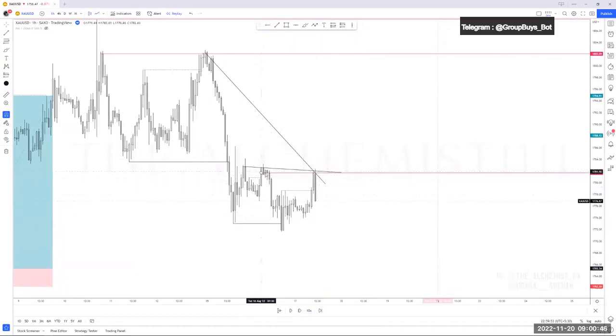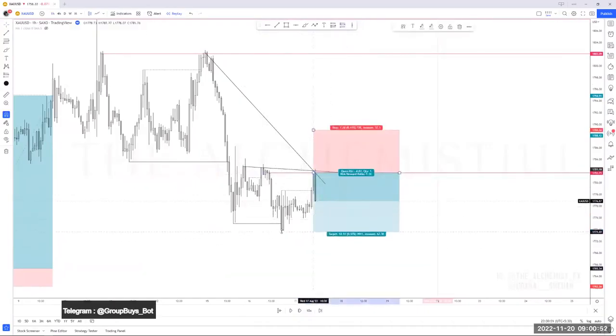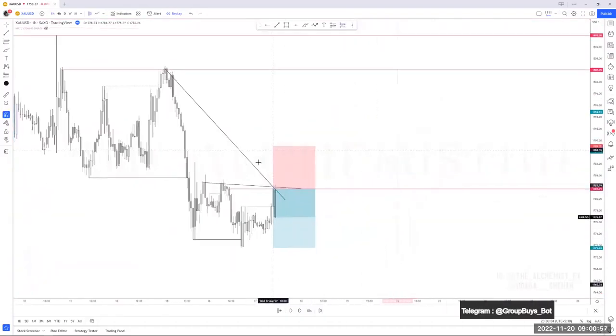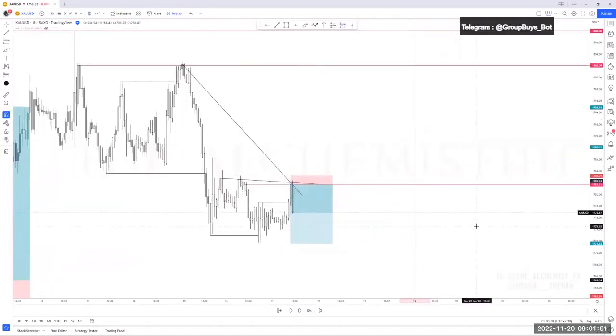You see the importance of confluences, right? So there it goes. It taps. Now I'm selling it here. First target is external range liquidity or whatever. So like this, stop loss above the strong high. 14 pips this time. See that?